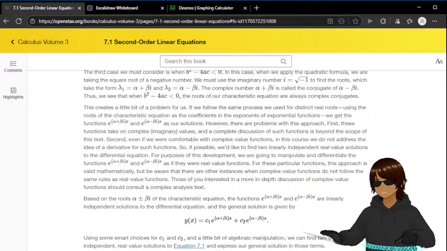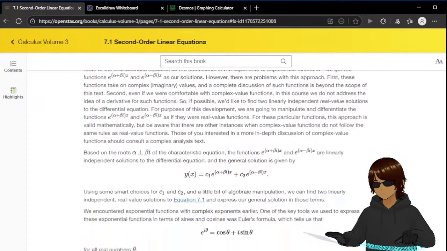Second, even if we are comfortable with complex valued functions, in this course we do not address the idea of a derivative for such functions. So if possible, we would like to find two linearly independent real valued solutions to this differential equation. For purposes of this development, we are going to manipulate and differentiate the functions as if they were real valued functions. For these particular functions, this approach is valid mathematically. But be aware there are instances when complex valued functions do not follow the same rules as real valued functions. If you are interested in a more in-depth discussion, you should consult a complex analysis text.